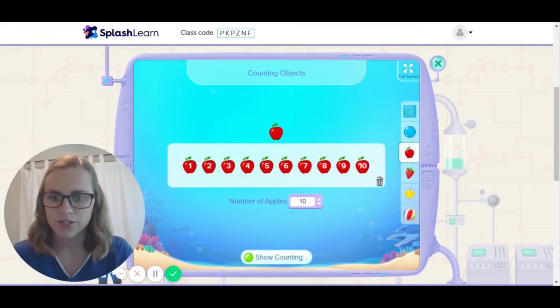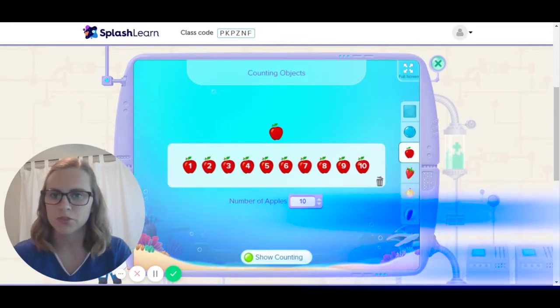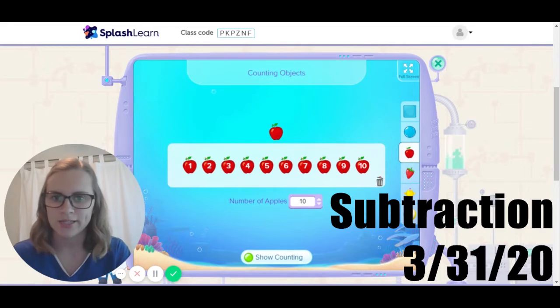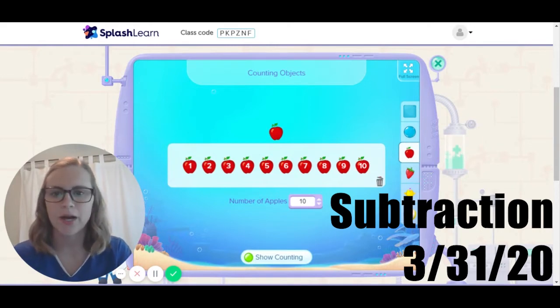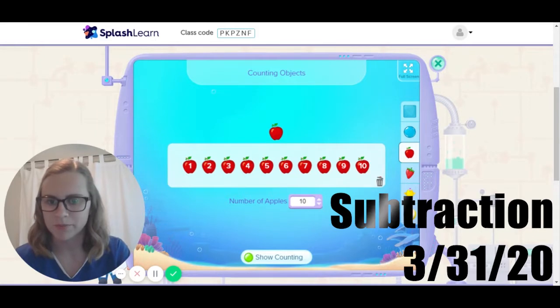So first, on your piece of paper, you want to write subtraction and then today's date, which is March 31st, 2020. So remember, you can always pause the video if you need more time to write this down at the top of your paper. So you can go ahead and do that now.